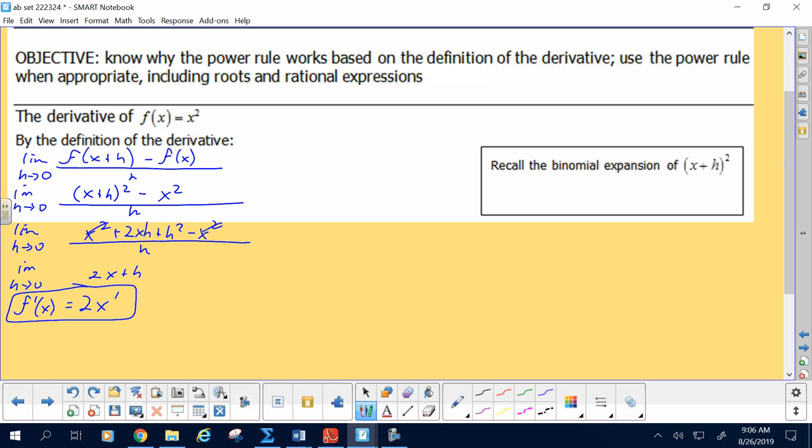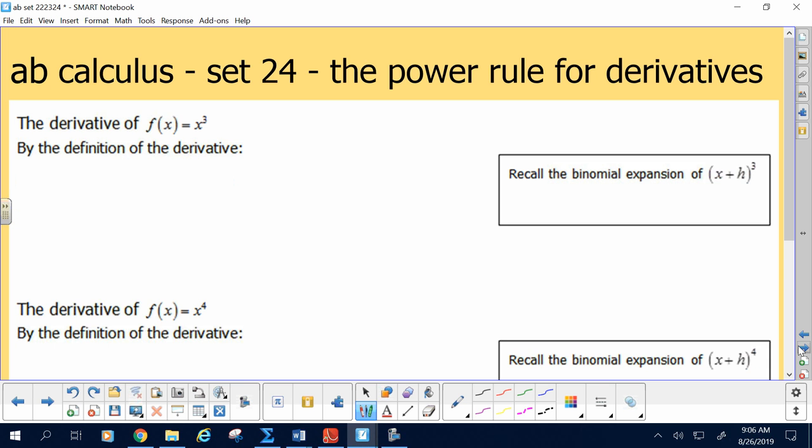Did you get 2x to the first, or still working? Still working. Speed it up, people. I got places to be. We good? Okay. All right. I'll come back to that binomial expansion idea in a second. Let's go to the derivative of x cubed, please. Crank that out.